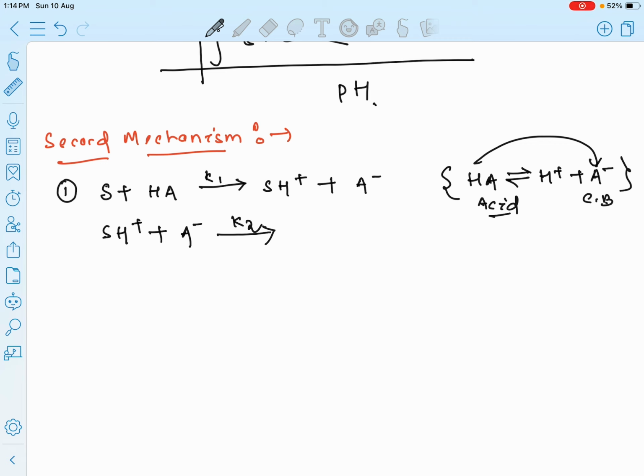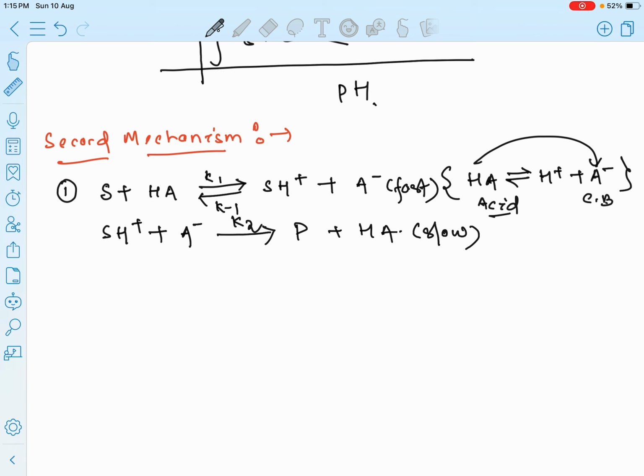That means HA is produced along with the substrate being converted to product molecule, and this substrate proton complex can again dissociate into substrate and obviously the proton source. Therefore the rate constant would be K minus 1. So this reaction is generally fast in nature, and this reaction is generally slow in nature.